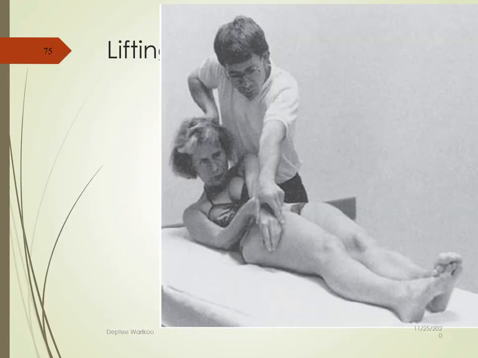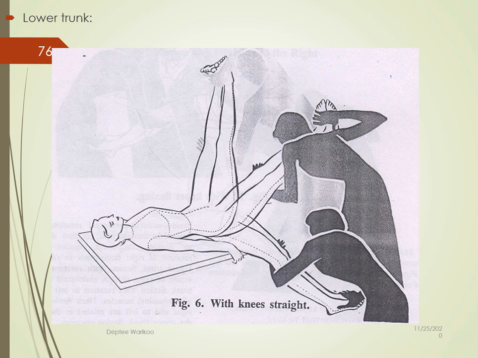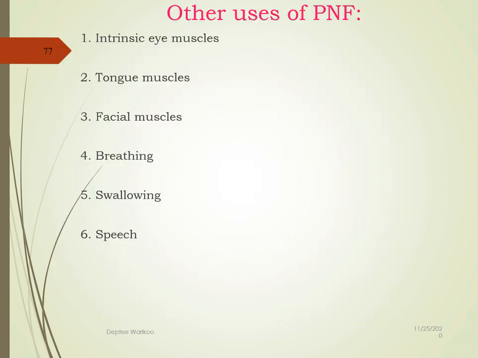Then lifting, you can see coming back. Chopping and then coming back up is the lifting, which again performs the diagonal movement. You see, this could be with knee straight also. Like here you can see the therapist helping the patient to perform the trunk PNF patterns. PNF could be used in other areas also, like intrinsic muscles of eyes, tongue muscles, facial muscles, like breathing, swallowing, speech. Okay, all these things could be used.